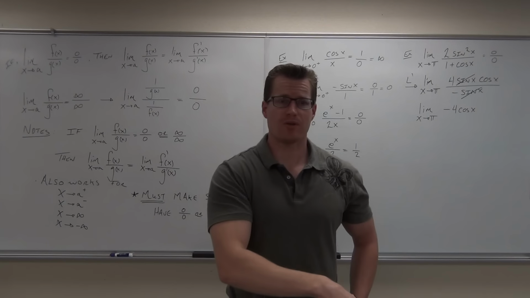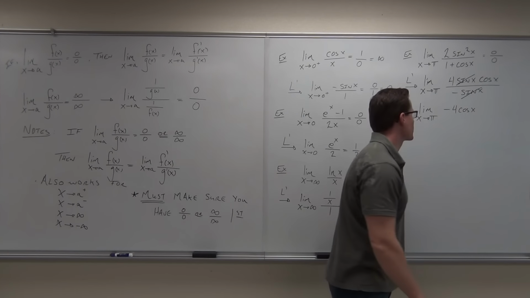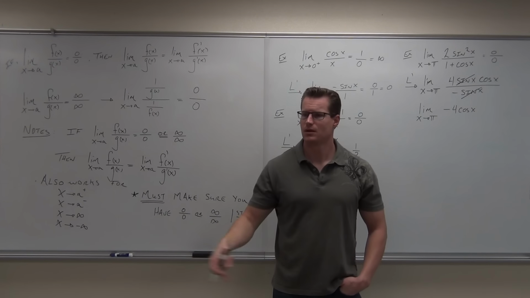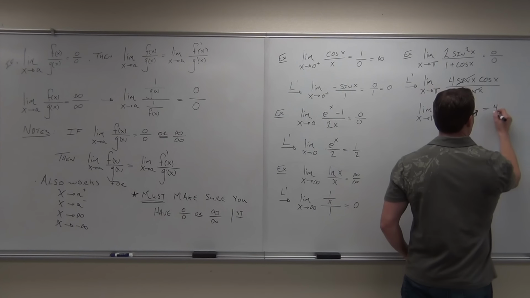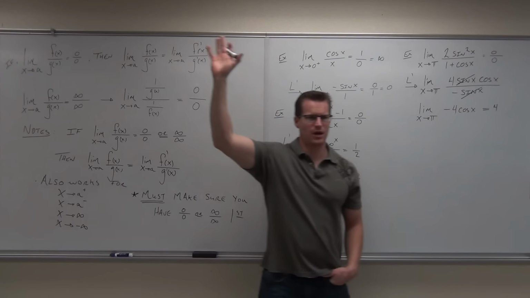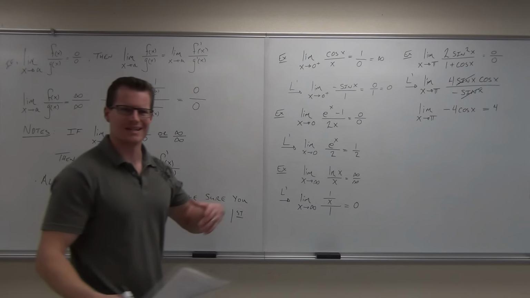Now, after you've simplified, here's where you're probably going to want to plug in the number to see if you get something out of it. So if we plug in pi, cosine pi is negative 1, times negative 4? It's 4. Okay, show of hands if you're okay with that one. You guys getting the idea so far?